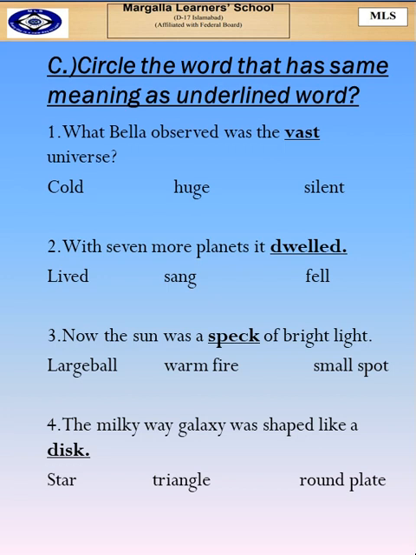Now, this question is from the words in context. We are already done with the words in context in our lecture 1. What we have to do in this question is we have to circle the word that has same meaning as underlined word. These underlined words are from the words in context. What Bella observed was the vast universe. Options are cold, huge, silent. The correct option is huge.